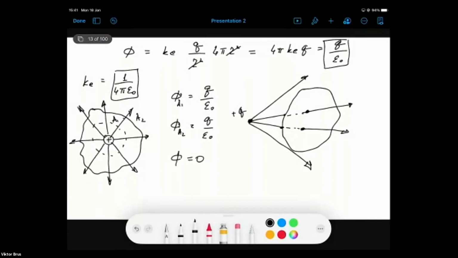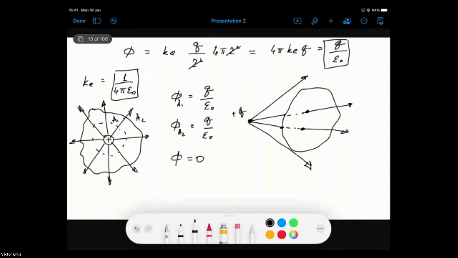So we keep this in mind, and that means that in order to have some electric field flux through a closed surface, the electric charge which creates this electric field should be located specifically inside this closed surface.